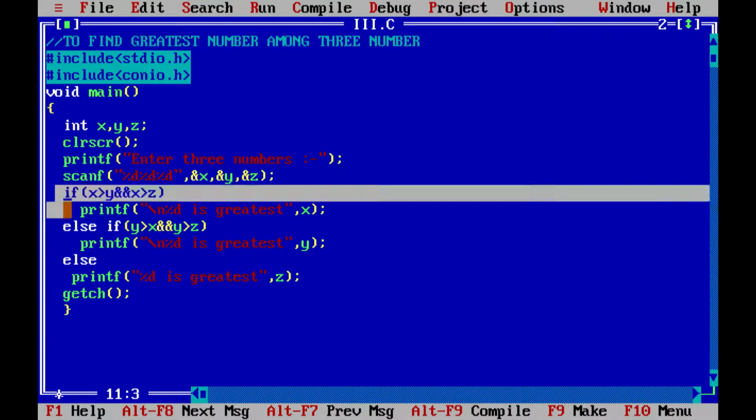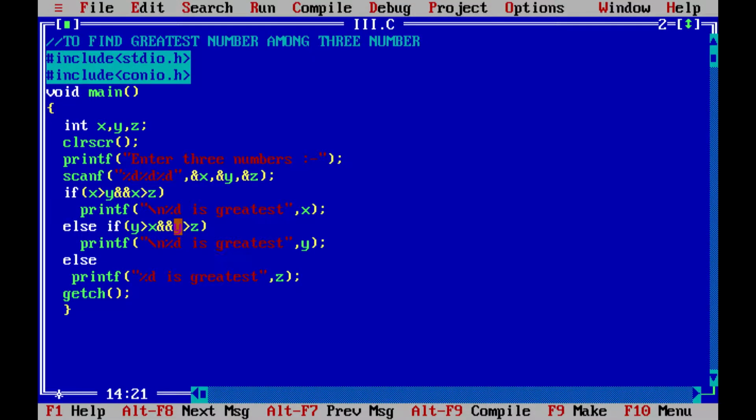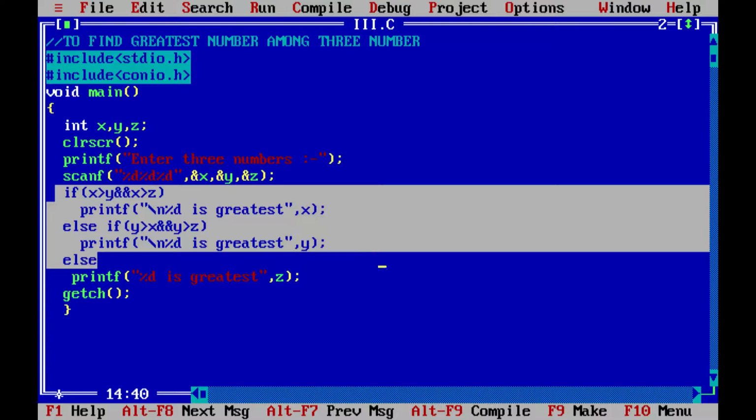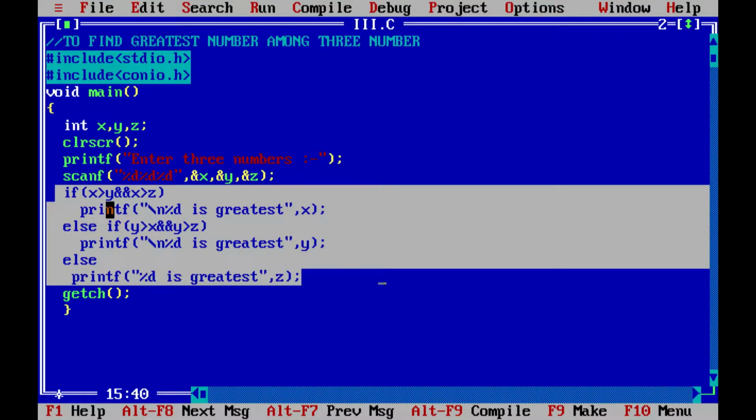This is the concept behind this program: firstly you check if x is greater than y, and we put the logical AND operator between the two conditions. The use of the logical AND operator is to check that both conditions have to be satisfied to execute the if statement. So it checks that x is greater than y and x is greater than z also. If so, obviously x is greatest, so we put the format specifier %d is greatest and the variable x.